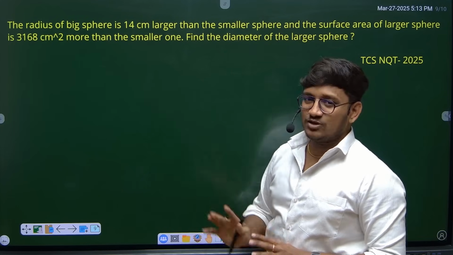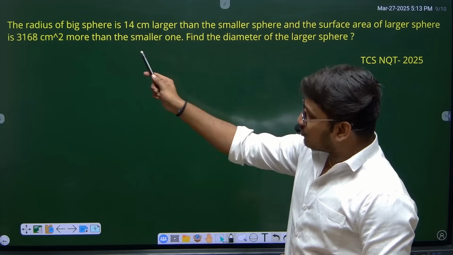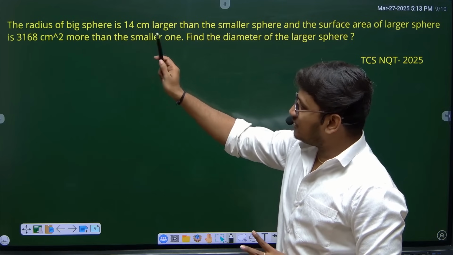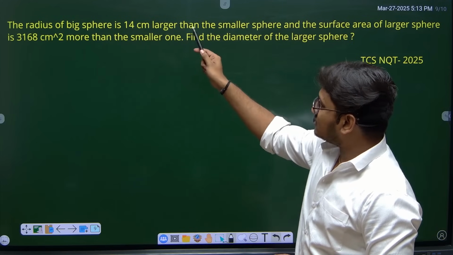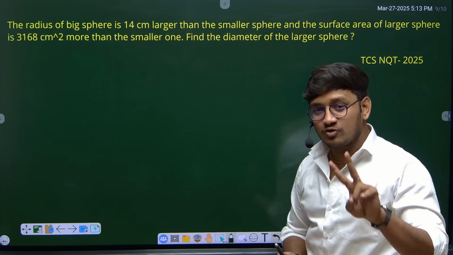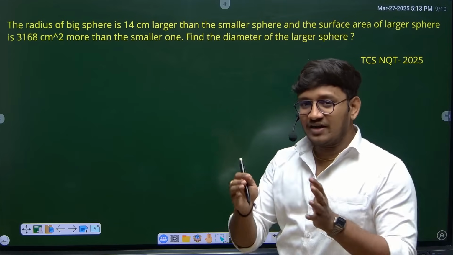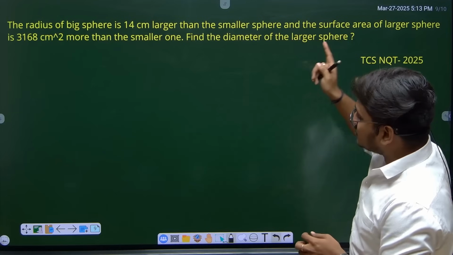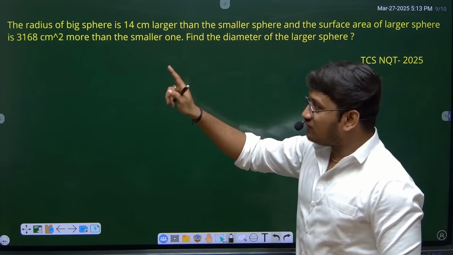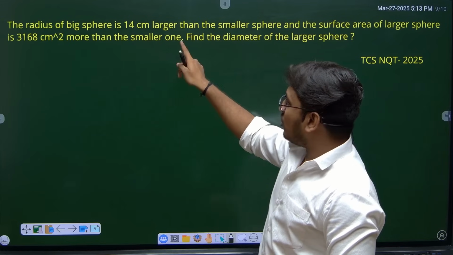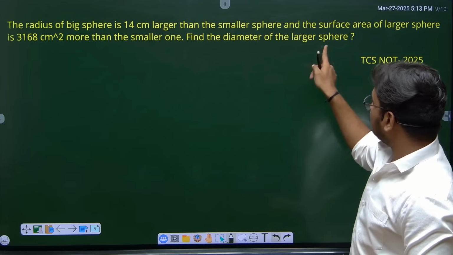So first, let's try to solve this particular question. Here the question is, just try to understand: the radius of the big sphere is 14 centimeters larger than the smaller sphere. Here they're talking about a comparison of two spheres, one bigger sphere and the next one a smaller sphere. And the surface area of the largest sphere is 3168 centimeters square more than the smaller one. Find the diameter of the largest sphere.